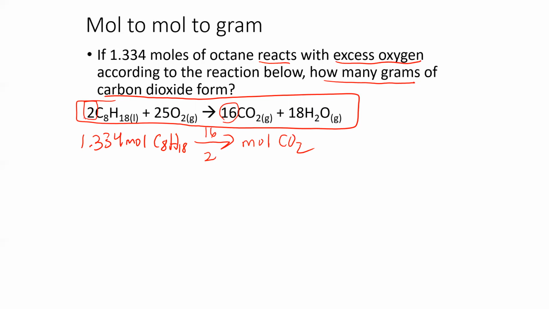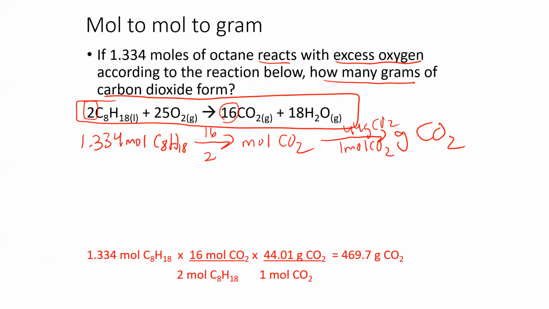Now I wouldn't be done. Actually, I would be done if they were just asking for moles of CO2, but they're not. They're asking for grams of CO2. Now, how can I do that? Well, I use molar mass. I go to my periodic table. In 1 mole of CO2, I add it up. There's 44 grams of CO2.